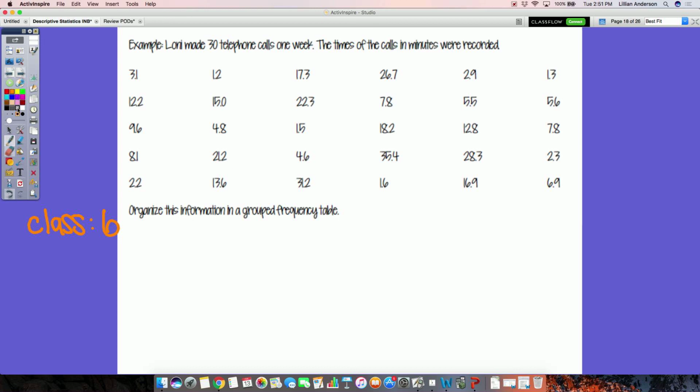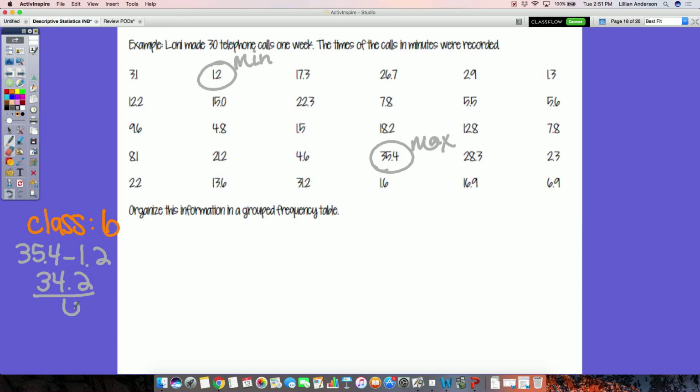Find the max and min. So don't shout anything out. Look at your data. You're looking for the min and you're looking for the max. What's the min? 1.2. What's the max? Cool. So we need the min and the max because we have to find the range. So that means I'm going to do 35.4 minus 1.2. 34.2.